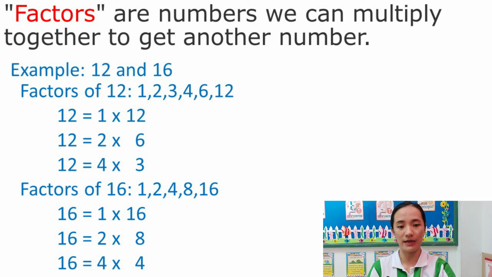Let's look at these numbers. 12 is equal to 1 times 12. 12 is equal to 2 times 6. 12 is equal to 4 times 3. So as long as the numbers that we multiply will get 12, then that's a factor.